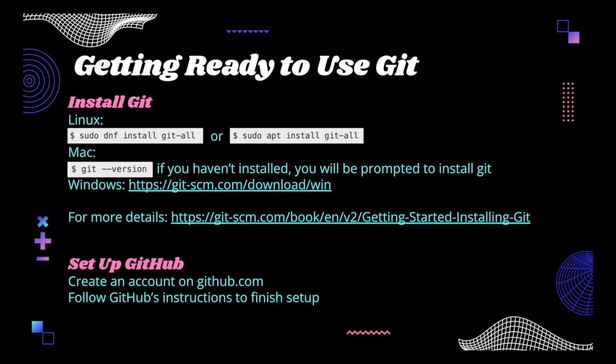To get ready to use Git, you will need to install Git and set up a GitHub account if you haven't already. To install Git, follow the instructions for your respective device, and follow GitHub's instructions to set up your account.